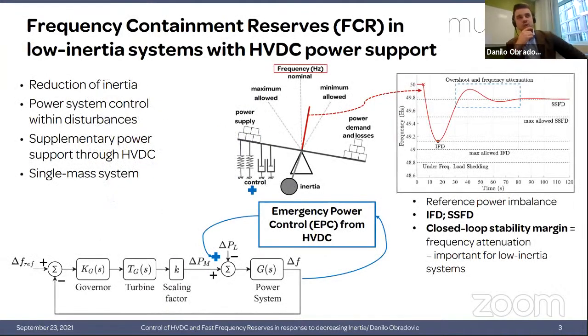As you know, with the inertia reduction, we have a problem of controlling the frequency, as you heard, especially for large disturbances. In this work, we are going to assess the control from HVDC links in the form of emergency power control or EPC. The most important property for us is the instantaneous frequency deviation or IFD, but also the closed loop stability margin of the given system, because that is seriously jeopardized by the inertia reduction.